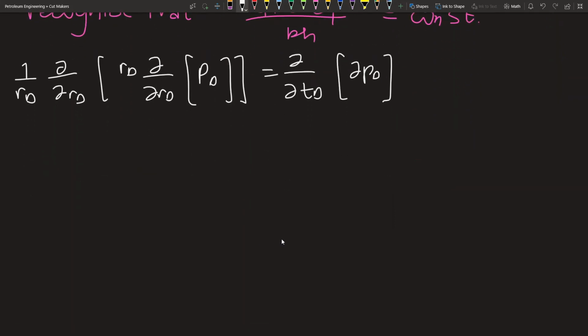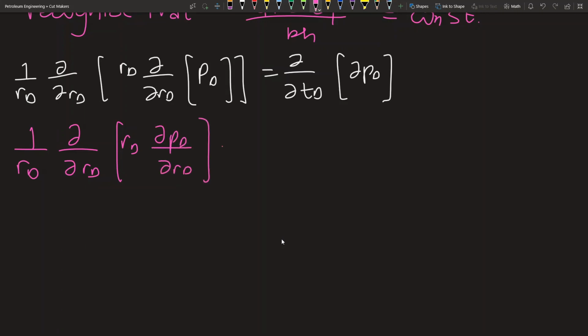We will finally write it in pink. R sub D dou P sub D over dou R sub D equals dou P sub D over dou T sub D. Okay, hence it is shown.